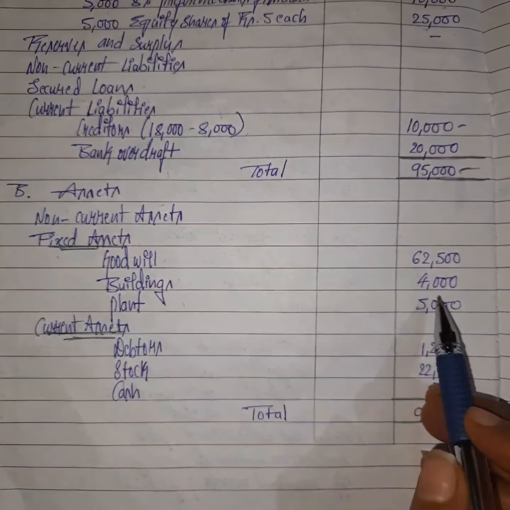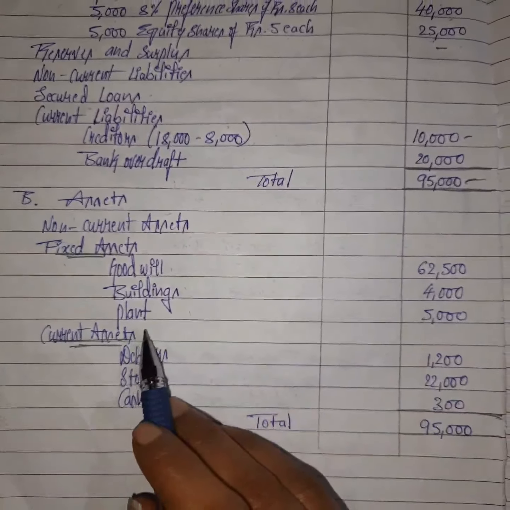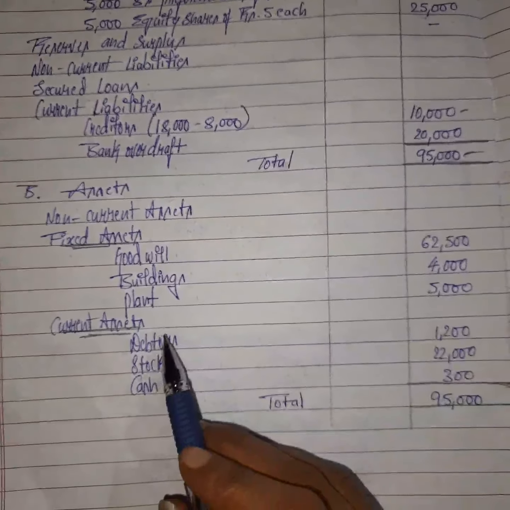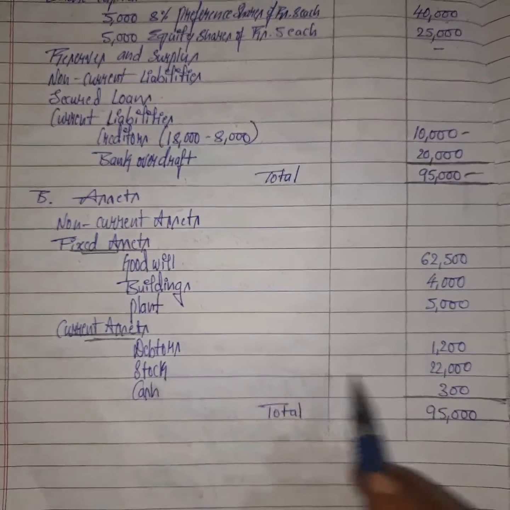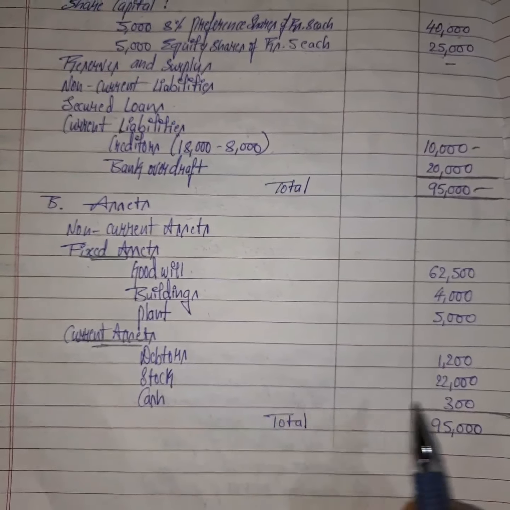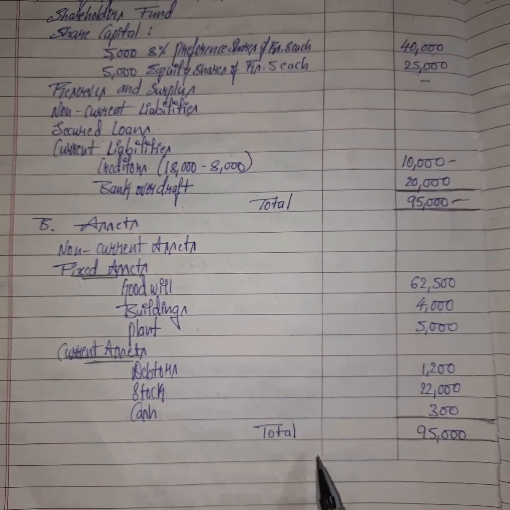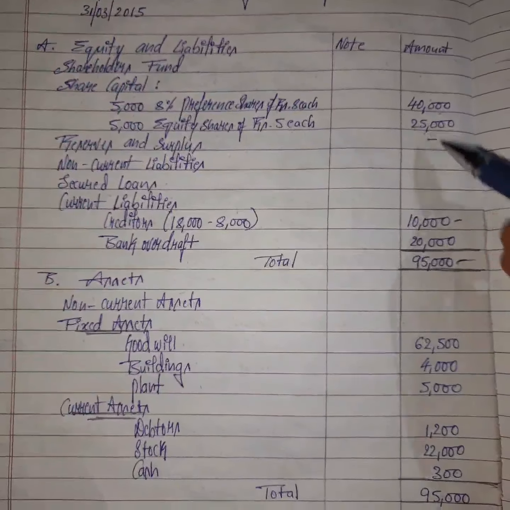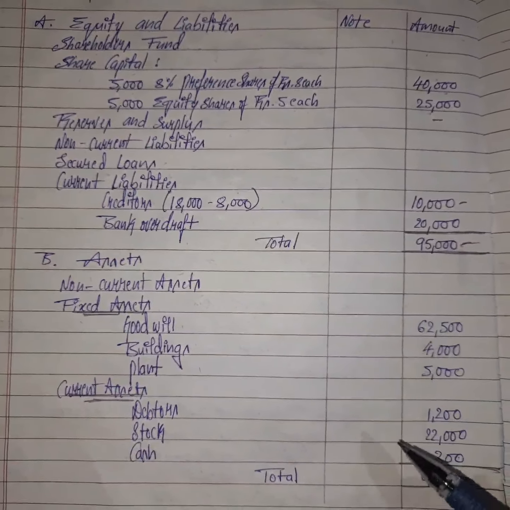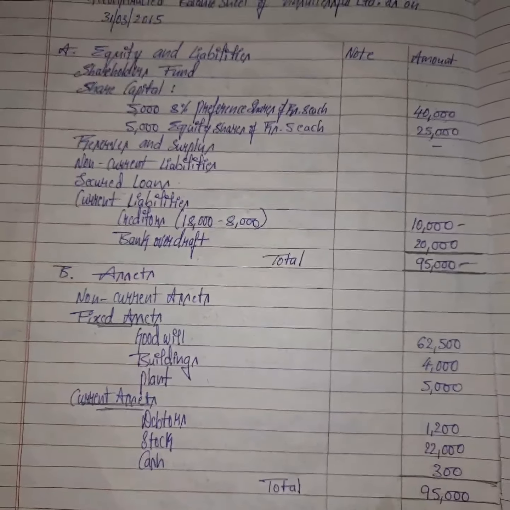Buildings 4,000. You will be checking out in the balance sheet. Plant 5,000. Coming to current assets, debtors 1,200. Stock 22,000. Cash 3,000. Total asset side will be 95,000. You will be checking out in the liabilities as well as the assets. The total should be same, 95,000, 95,000.